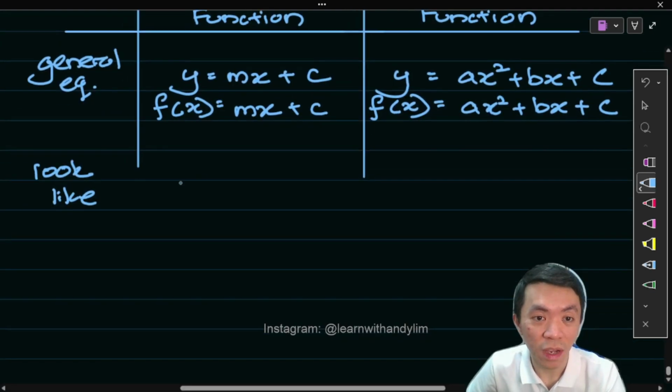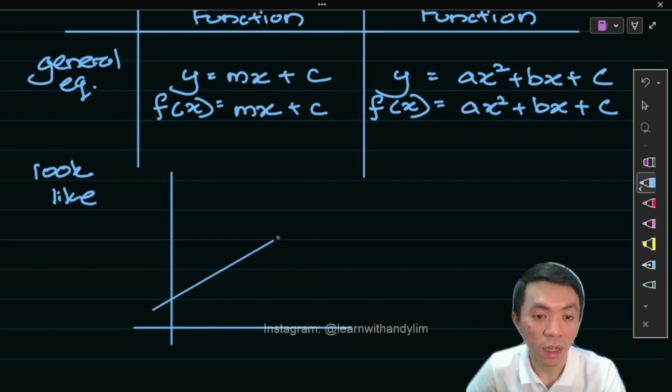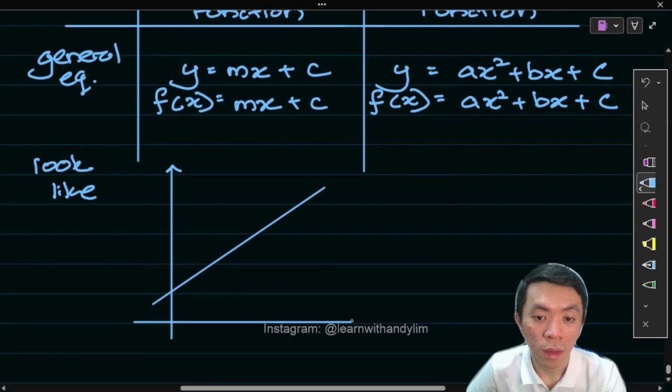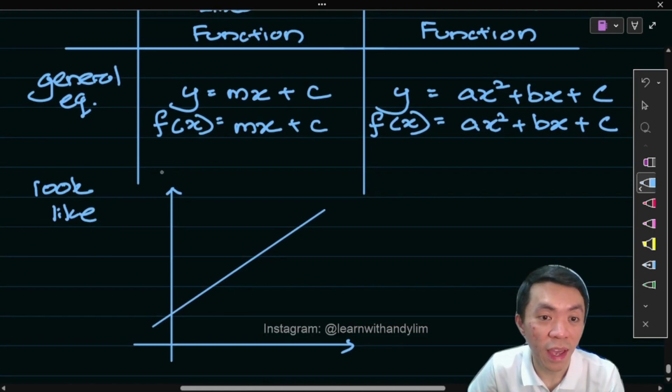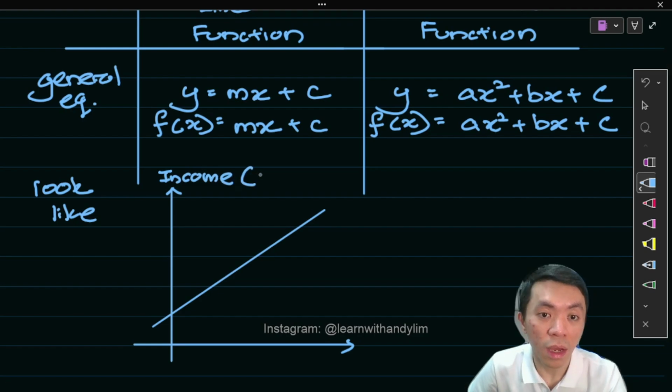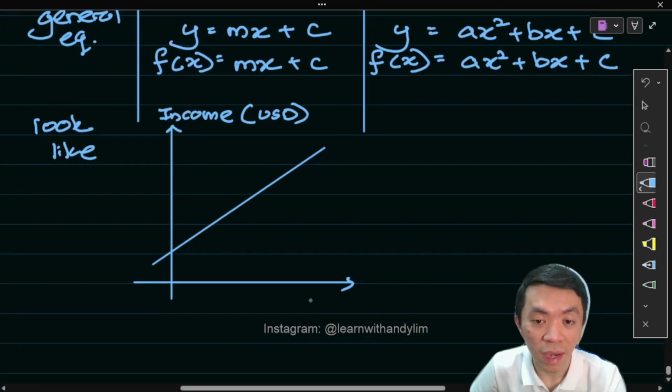For linear function, it is going to look like a straight line. Let me just give you one example here. This can be used to represent my income in Ringgit Malaysia or in USD. And I have my time in months.